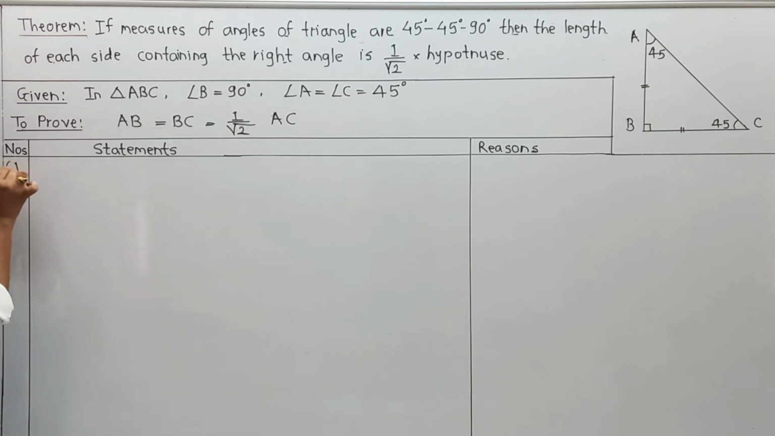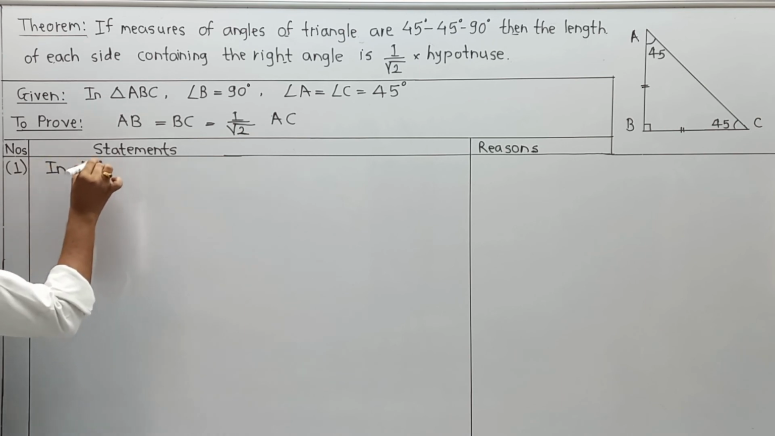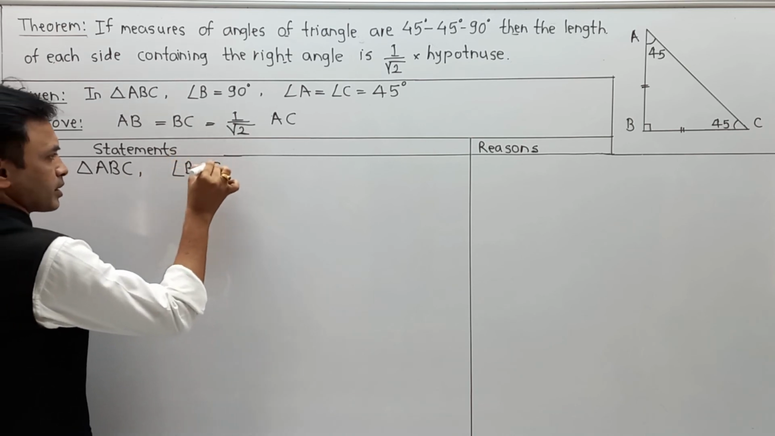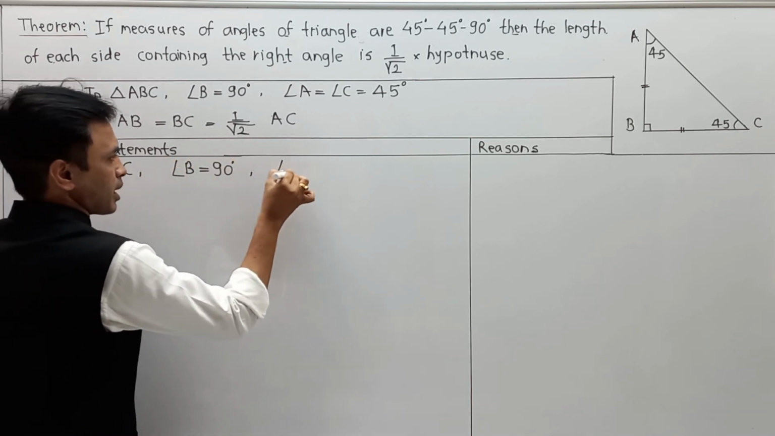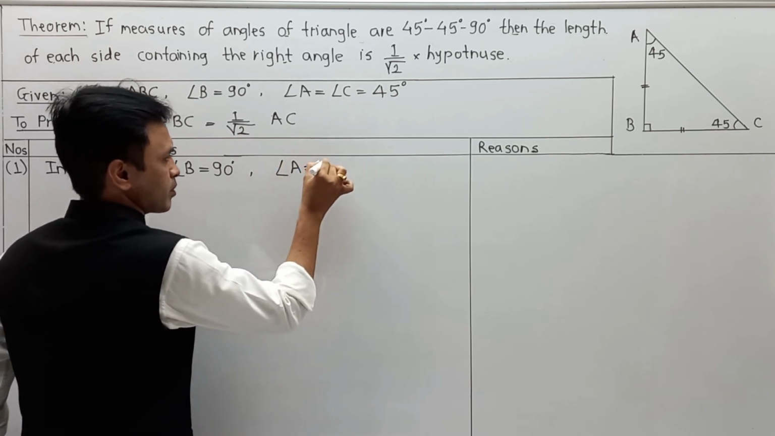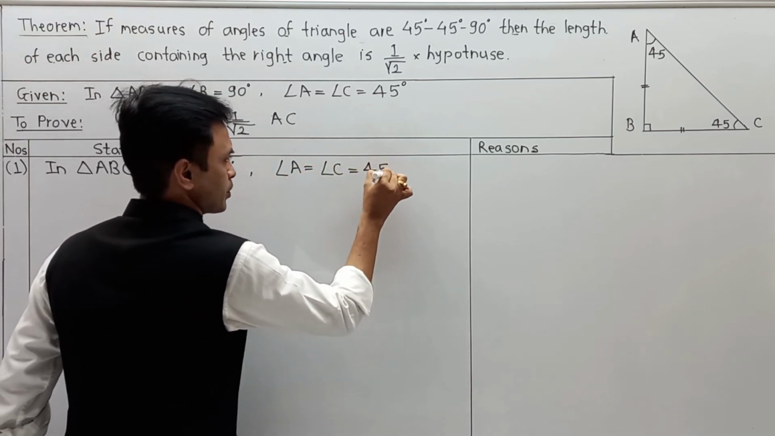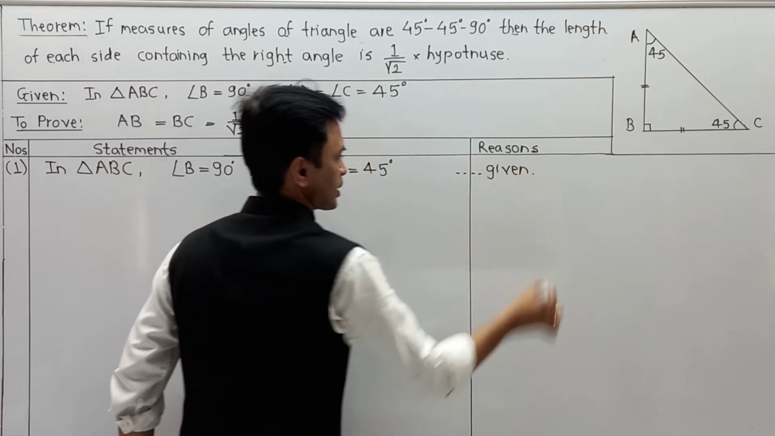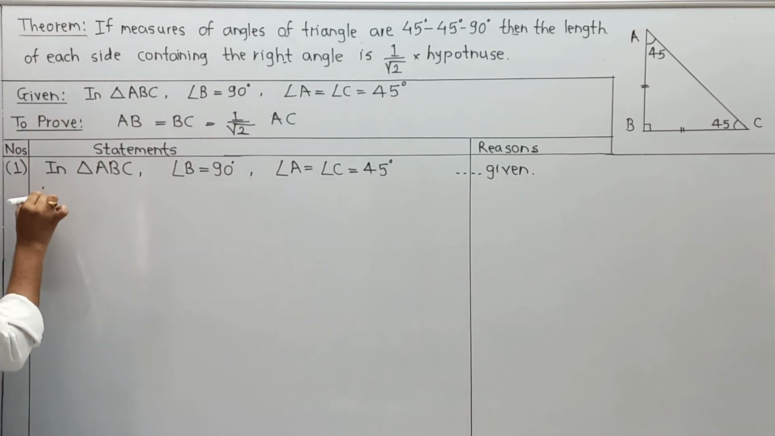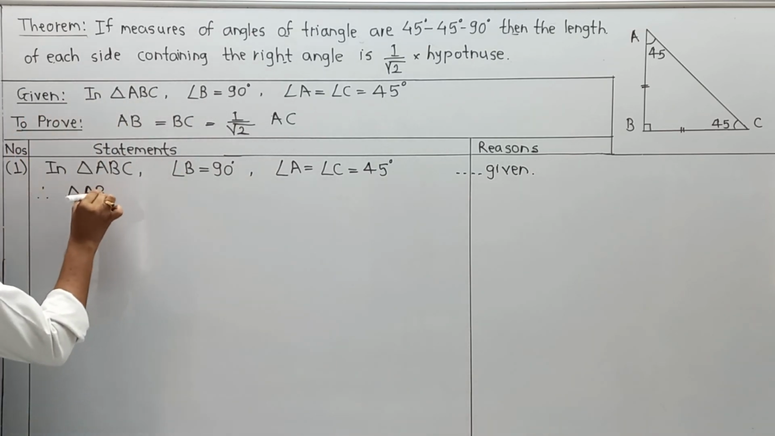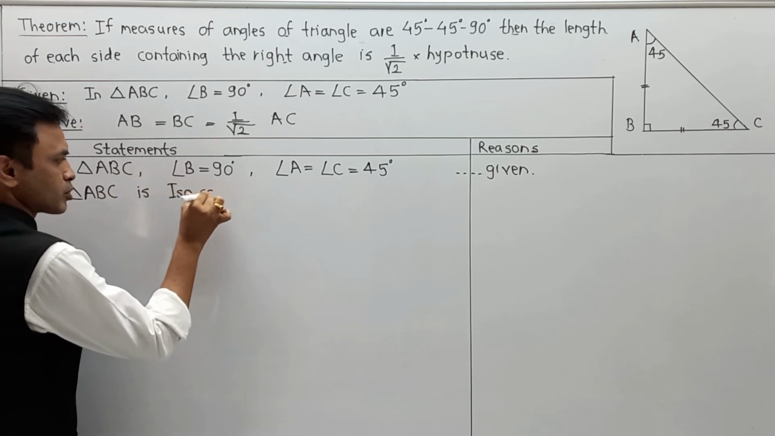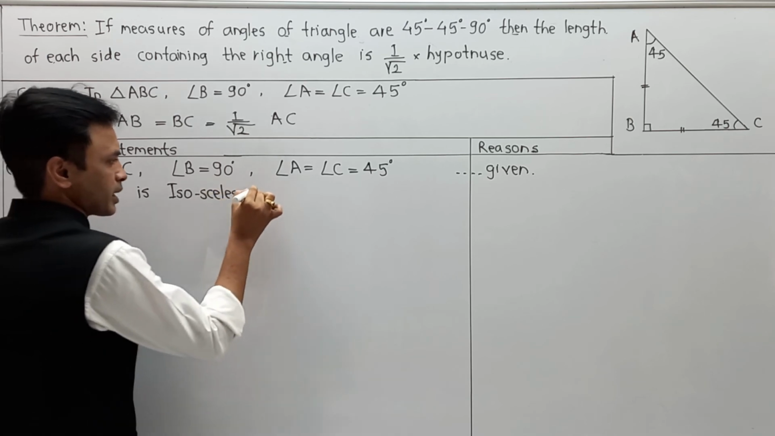Now as per the description, one by one part. So first, the part is: in triangle ABC, angle B is equal to 90 degree, angle A equal to angle C is equal to 45 degree. This is given by them, so I am going to write it as given. Therefore, triangle ABC is an isosceles right angle triangle.